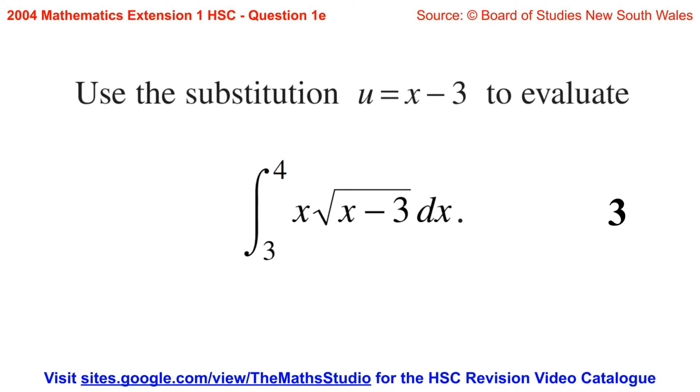Question 1e. Use the substitution u equals x minus 3 to evaluate the definite integral from x equals 3 to x equals 4 of x times the square root of x minus 3 dx.